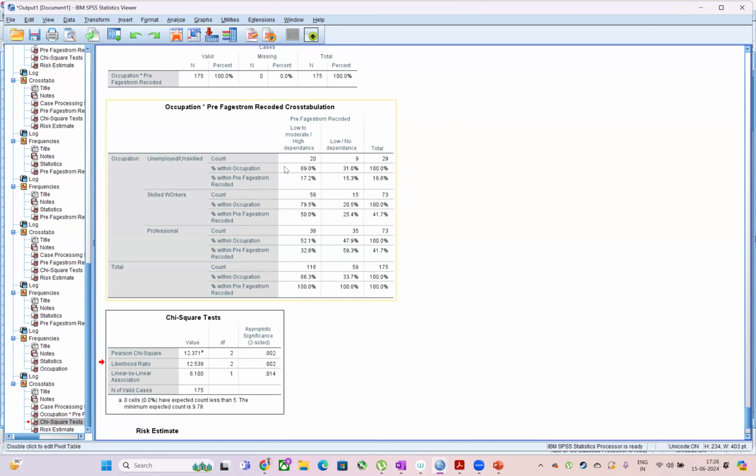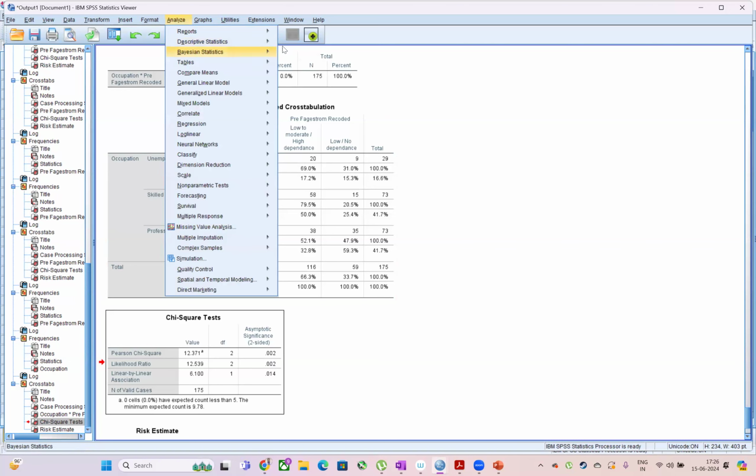Ideally, while writing your result as a table, you have to use the row percentage. Okay, so this is a preliminary bivariate analysis. Bivariate: bi means two, variate means variable. It is the association between two variables which are qualitative. For qualitative variables, we use chi-square.